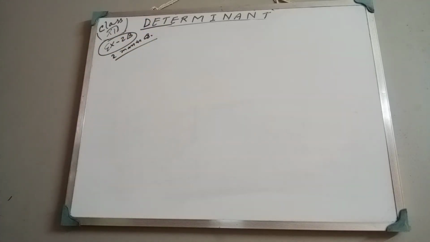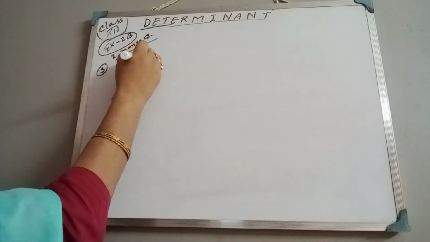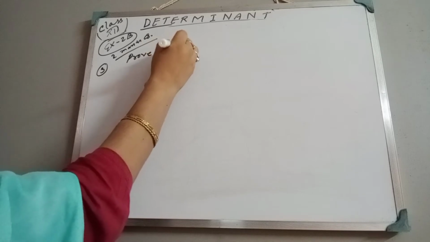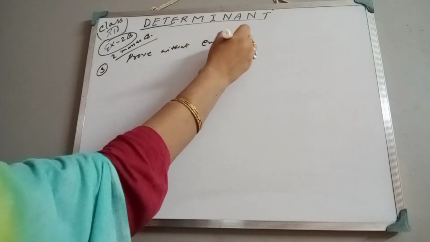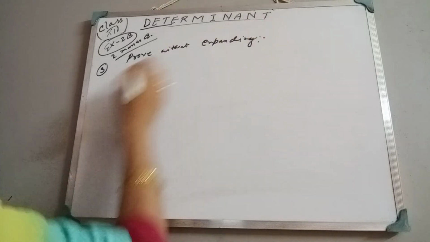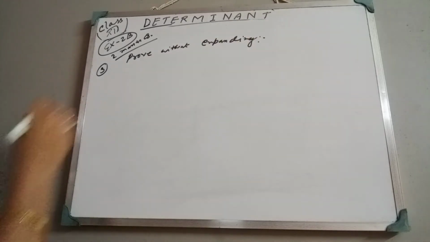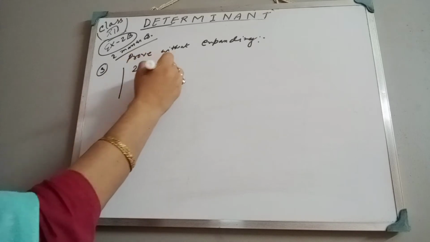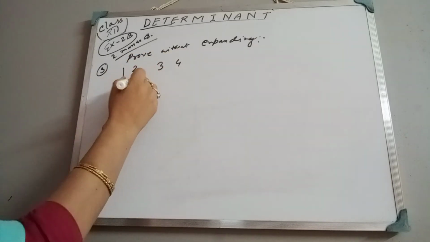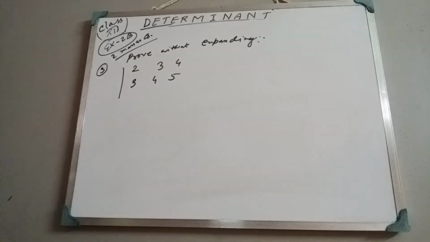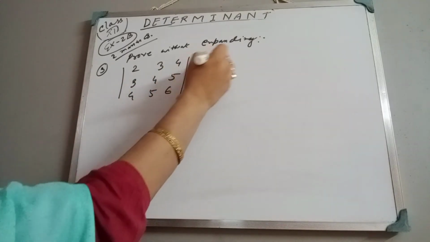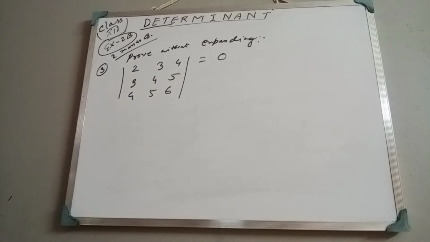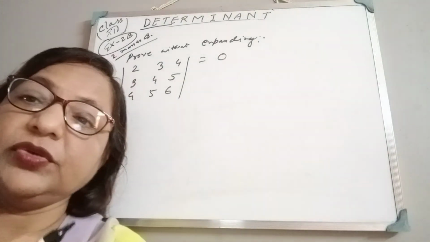Question is sum number 3. Prove without expanding. It's very important. Prove without expanding. That means we have to follow the property. First determinant is 2, 3, 4. Next is 3, 4, 5. Next is 4, 5, 6. This is the determinant. We have to prove that the value of this determinant is equal to 0.